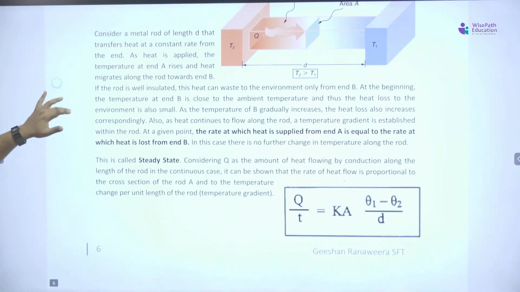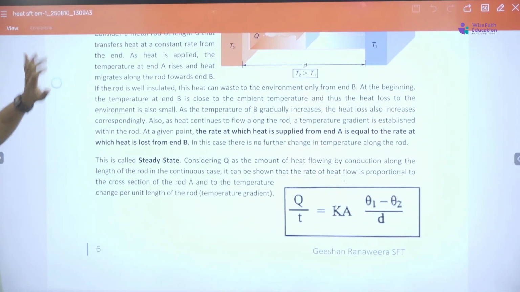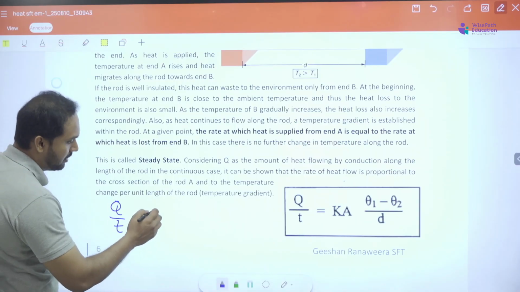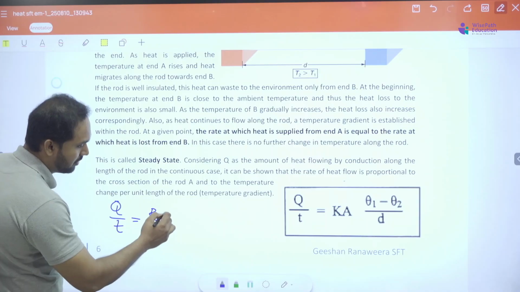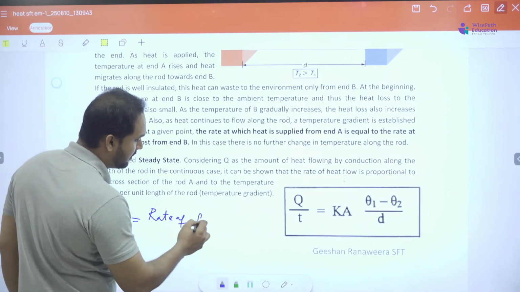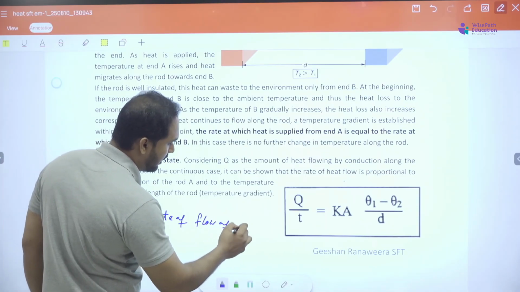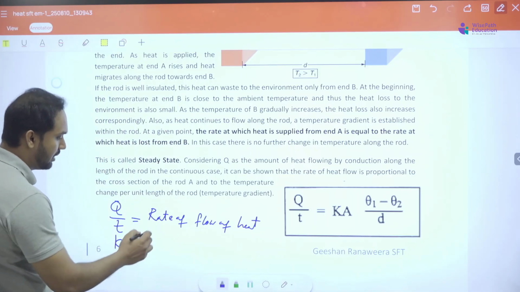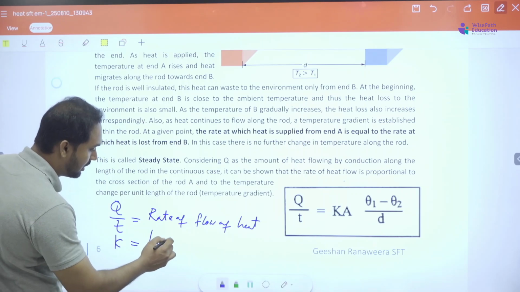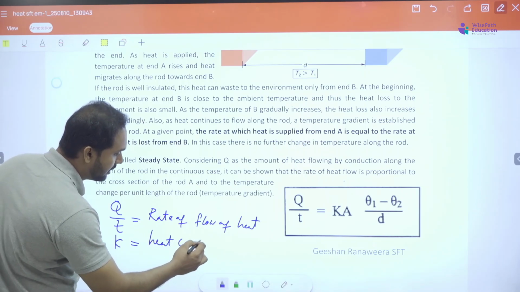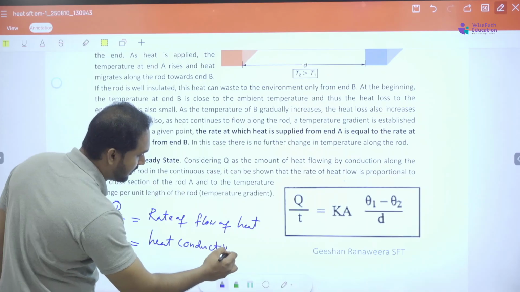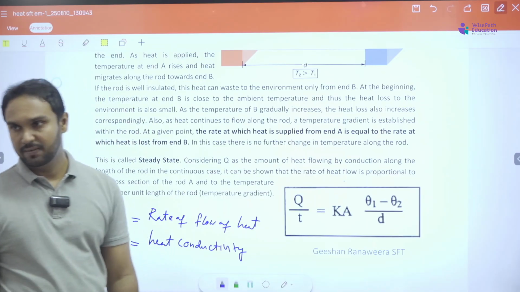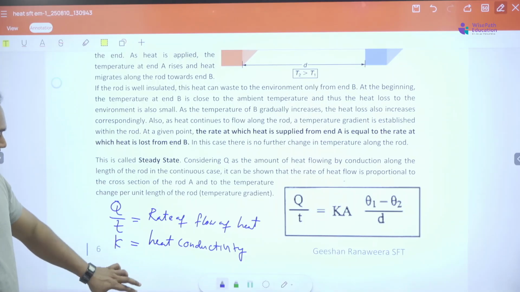Rate of heat flow, right? Q over T is the rate of flow of heat, right? And K is the heat conductivity. You can call it the heat conductivity coefficient or the heat conductivity constant, something like that is enough.